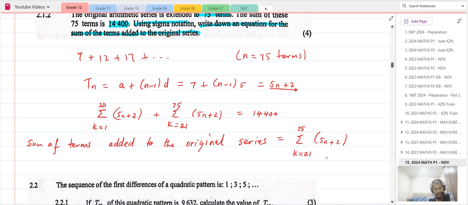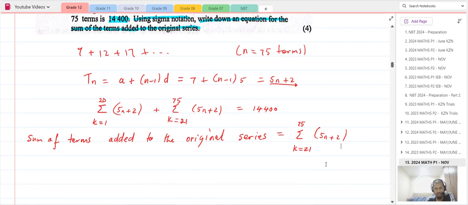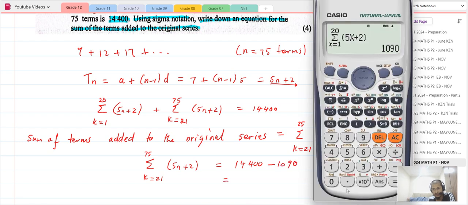But we already know that k equals 1 to 20 is 1090. So I'm sure we can simplify this equation. You can write k equals 21 to 75 of 5n plus 2 is equal to 14,400 minus 1090. So we should get this equation: 14,400 minus 1090 is 13,310.